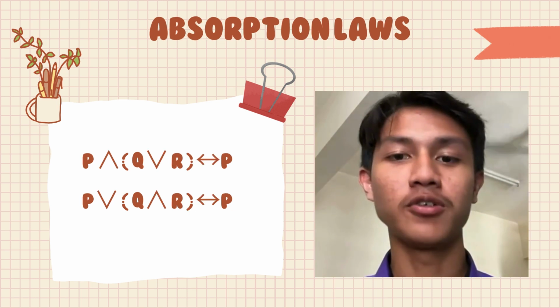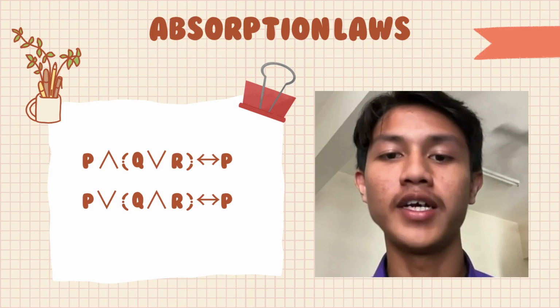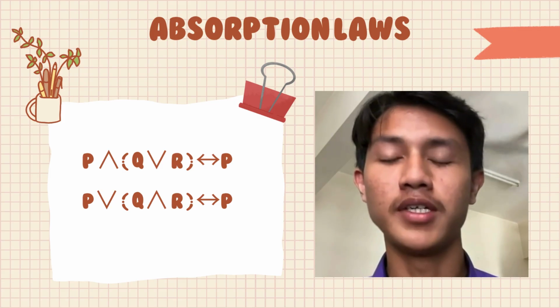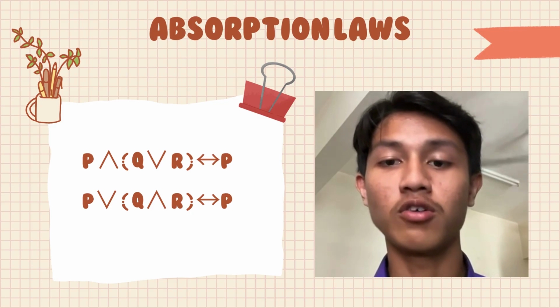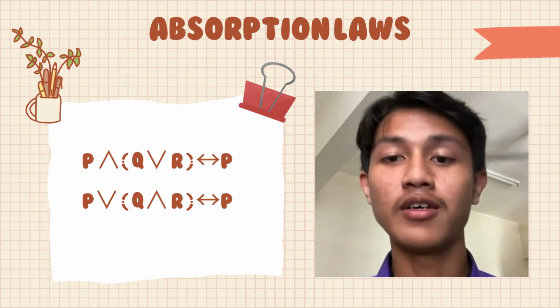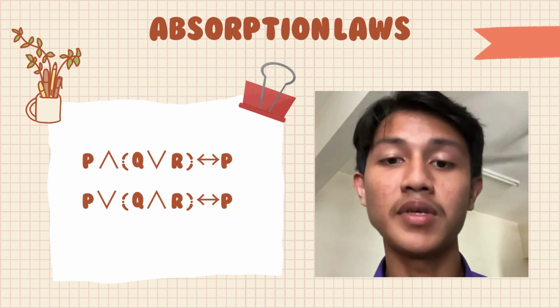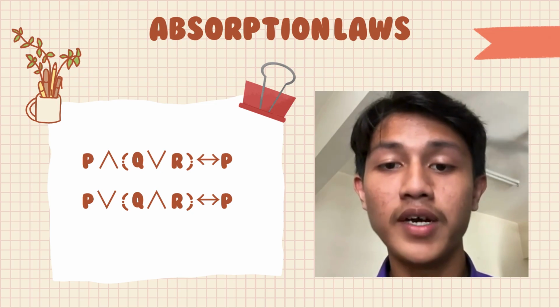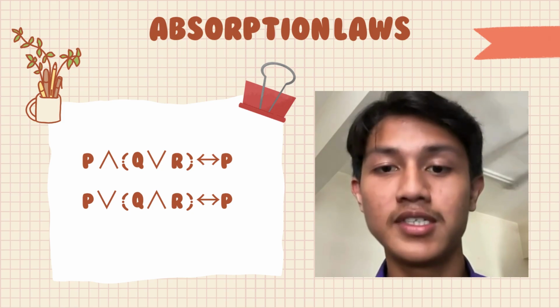Next one is absorption laws. Absorption laws show that some parts of an expression can be simplified or absorbed. For example, P and (P or Q) will get P, or P or (P and Q) will get P. It simplifies and helps us eliminate unnecessary repetition in logical statements.